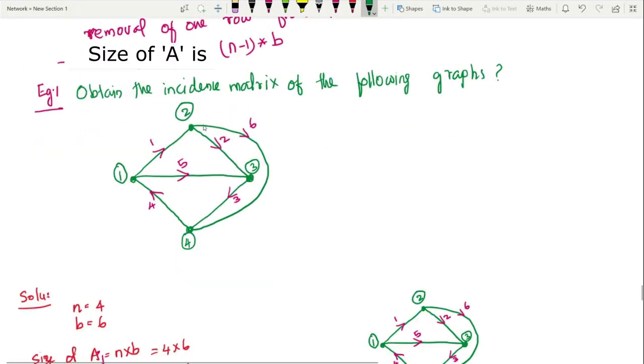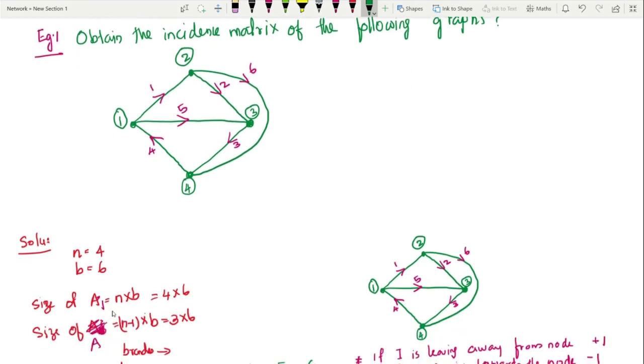Now let's see another example in order to obtain the incidence matrix of this graph. Here the number of nodes and number of branches are clearly mentioned. Number of nodes is 4. Number of branches is 6. We know the size of the complete incidence matrix is n by b, that is 4 by 6, and the size of the reduced incidence matrix is n-1 by b, that is here 3 by 6.